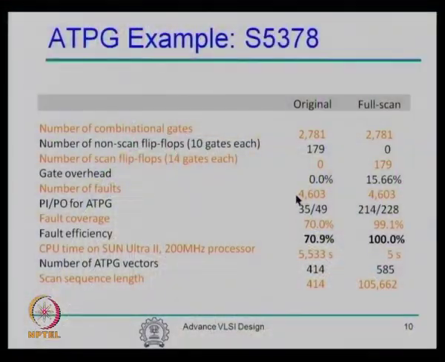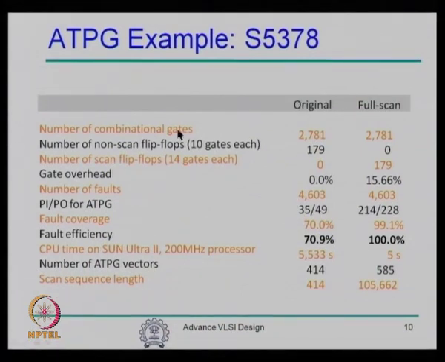Okay, so if you look at the effort, say you have a circuit which has about 3000 gates and about 179 flip flops. If you use sequential test generation, you may achieve something like 70% fault efficiency in about 5500 seconds. Whereas, if you convert all flip flops into scan flip flops, you need to generate tests only for combinational logic, and it can achieve 100% fault efficiency in 5 seconds.